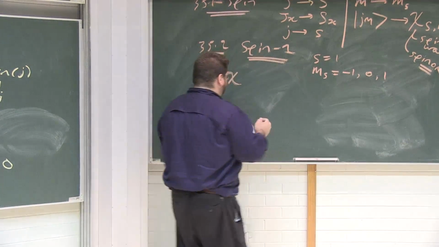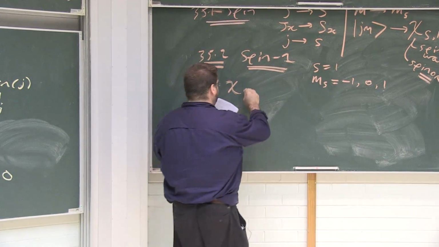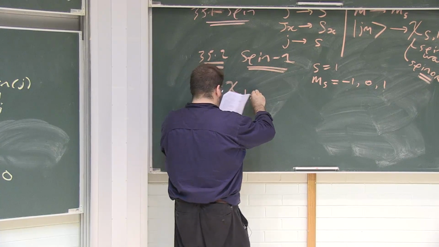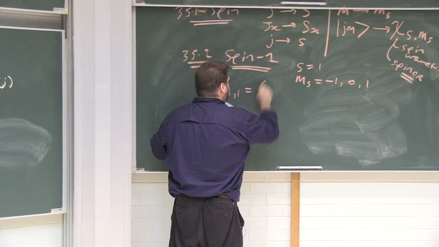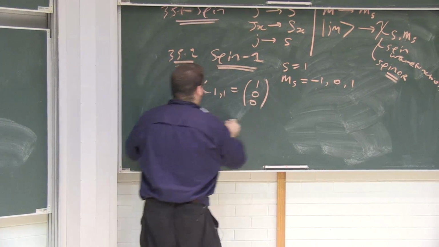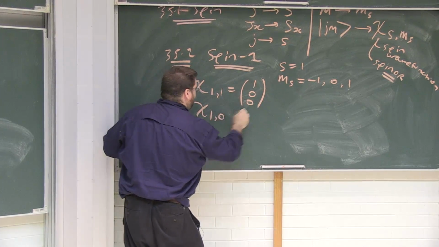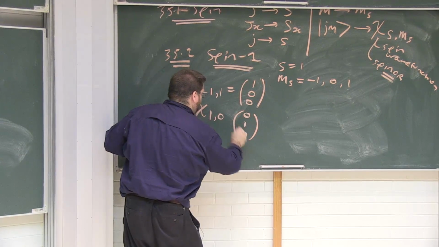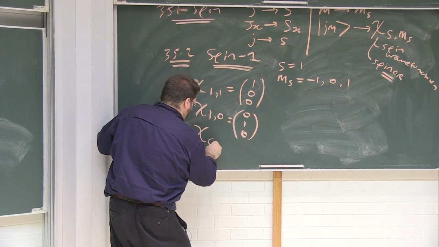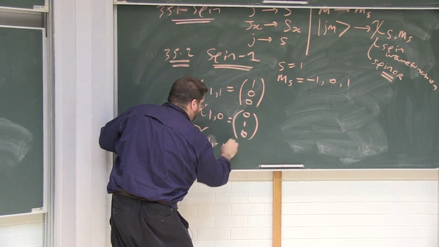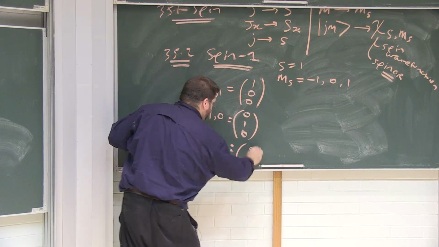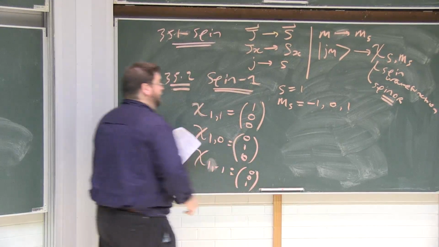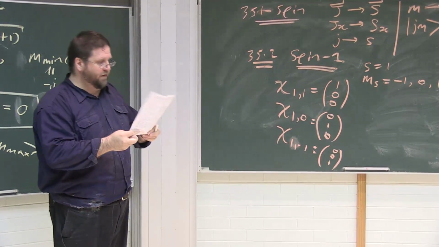Our spin wave functions can be represented as column vectors. So spin 1, projection 1 can be represented as follows. Similarly for 1, 0, and 1, -1. So these are our 3 spinors in their simplest representation.